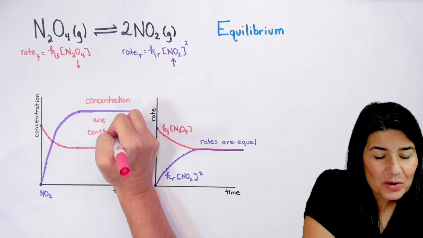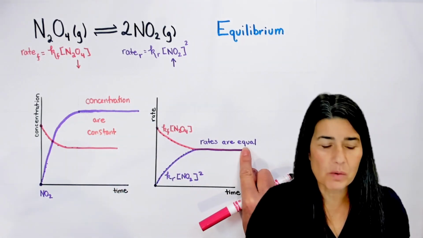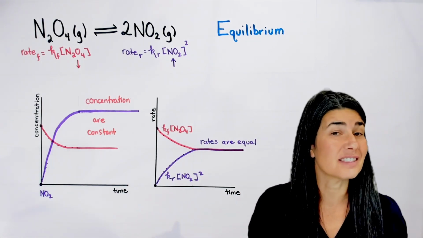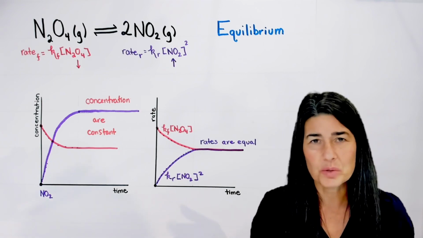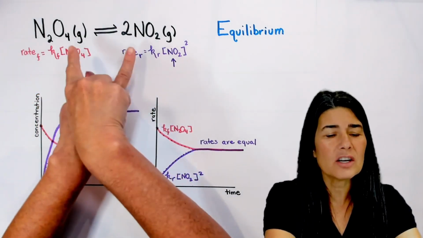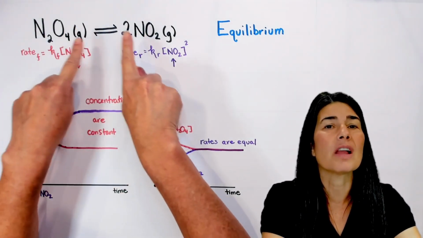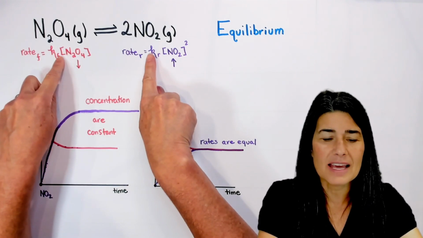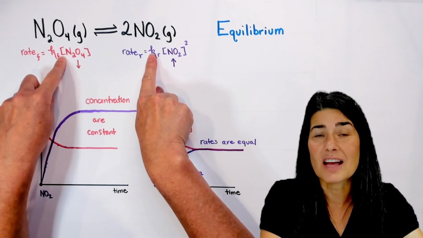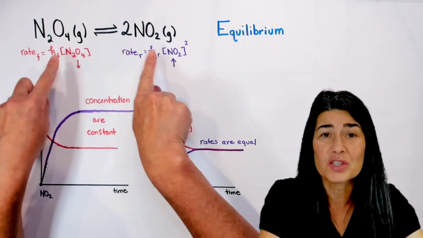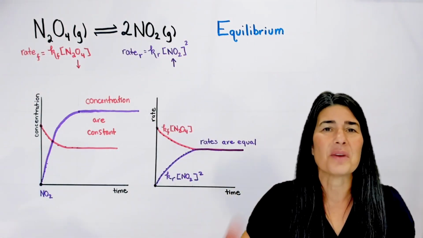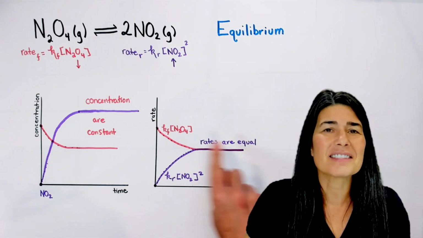Okay, so those are the big keys. Rates are equal. Concentrations are constant. Now, some people think your reaction stops at this point. That's not true at all either. This is not static equilibrium. Instead, we are just trading back and forth equal amounts. So it seems like the piles on each side do not change anymore. It seems like your reaction is unchanging, but things are still happening. It's just there's no overall change in amounts. So equilibrium: equal rates, constant amounts.